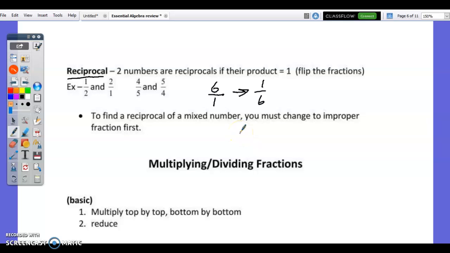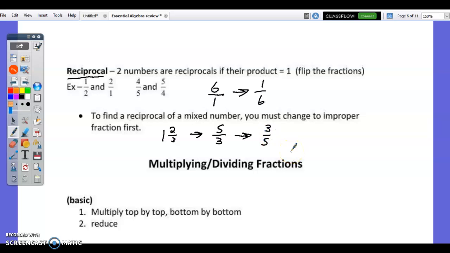There are cases where we need to take the reciprocal of a mixed number, and based on what we've done in a previous lesson, we would have to change a mixed number to an improper fraction. So for example, if I have 1 2/3, what would be the reciprocal of that? It would not be 1 3/2. We have to figure out the improper fraction. So 3 times 1 is 3 plus 2 would be 5 over 3, because that's how we do our mixed number to improper fraction. And then to find the reciprocal of that, we would flip the improper fraction. So that would be 3 over 5.